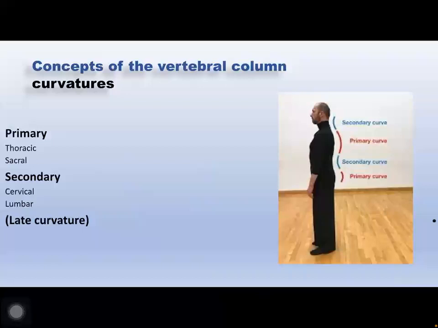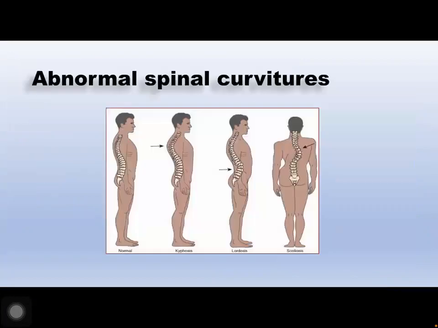Also, we have 2 types of curvature: a primary that involves the thoracic and sacral region, and a secondary that involves the cervical and lumbar region. So to remember the term late curvature, L for lumbar and C for cervical. So late curvatures are the cervical and lumbar vertebrae.